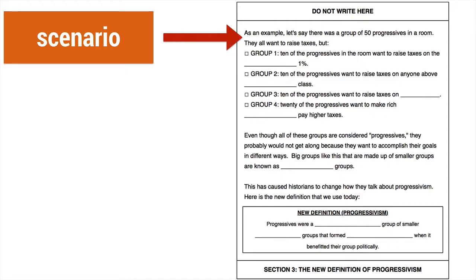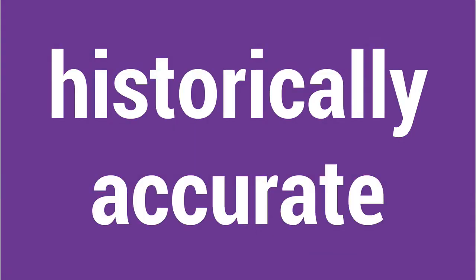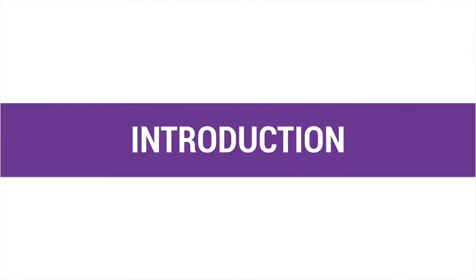Then we look at a scenario that calls into question the old definition of progressivism. This leads to the new definition of progressivism, which is more nuanced and historically accurate. We finish this lesson by going over the vocabulary necessary to understand the new definitions such as pressure groups and coalitions. This lesson is meant to be an introduction to progressivism. I hope in the future to add more content to this unit.